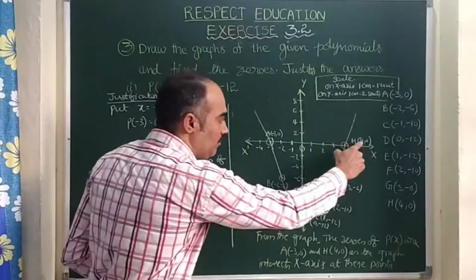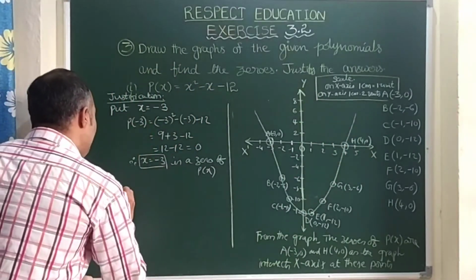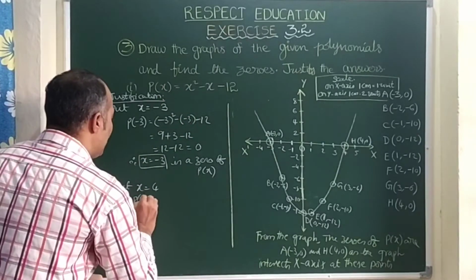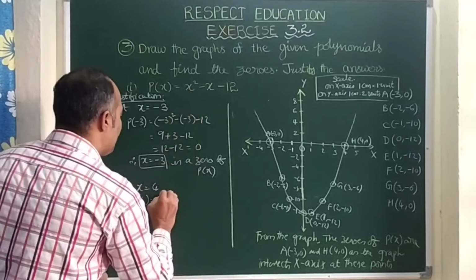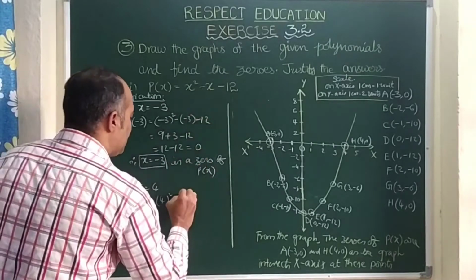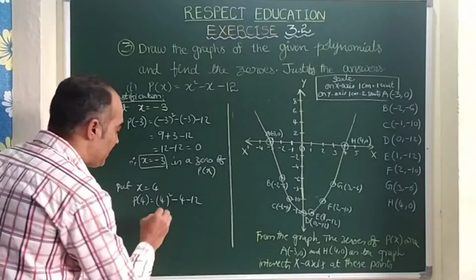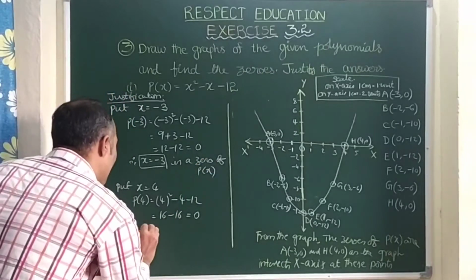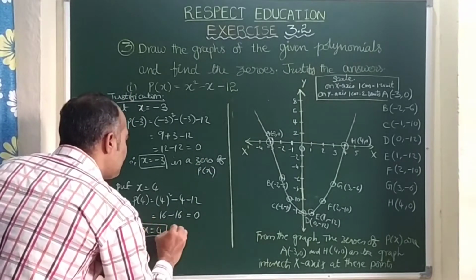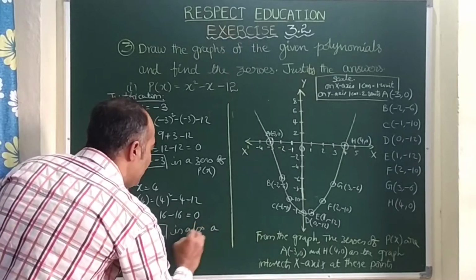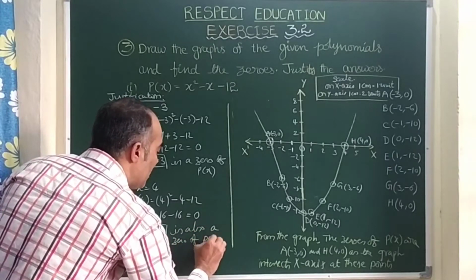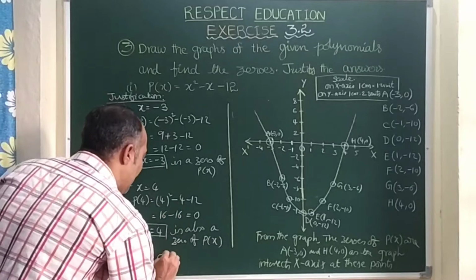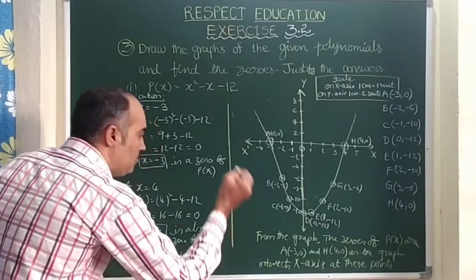Now we need to verify plus 4, right? So here put x equal to 4 in the same polynomial. Now p of 4 is equal to 4 square minus 4 minus 12. 4 square is 16, minus 4 minus 12 is minus 16. So 16 minus 16 is 0. Therefore x equal to 4 is also a zero of given polynomial p of x. So hence verified.